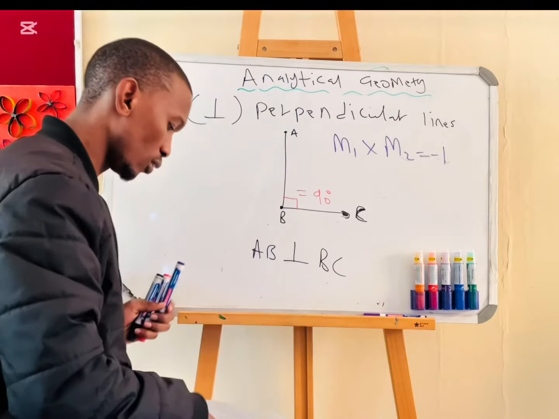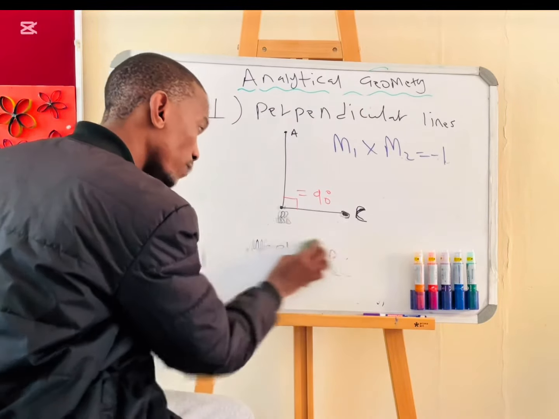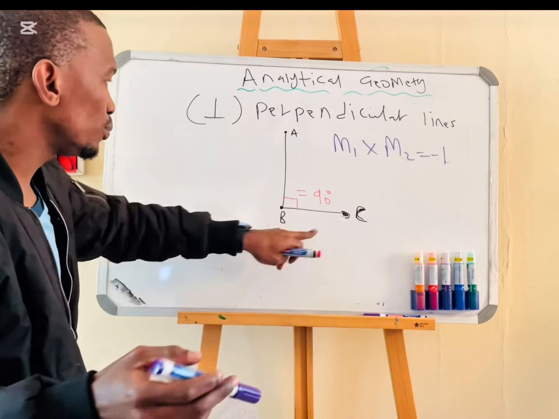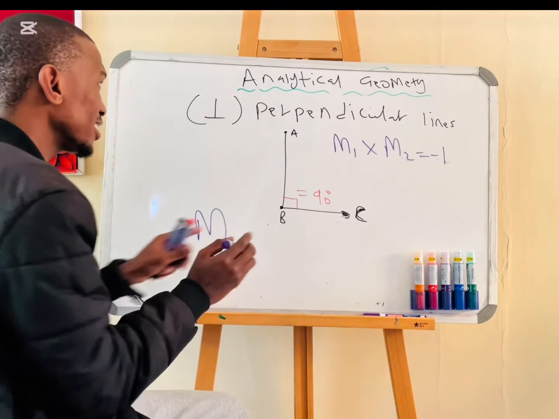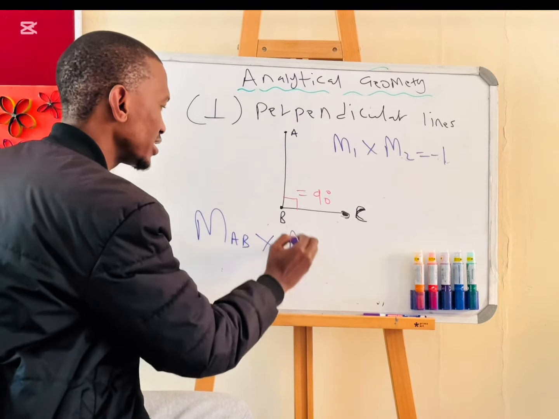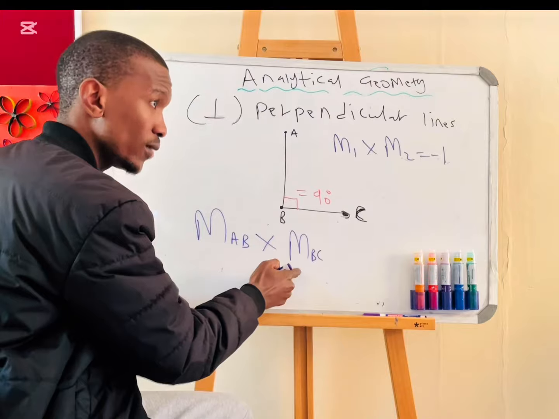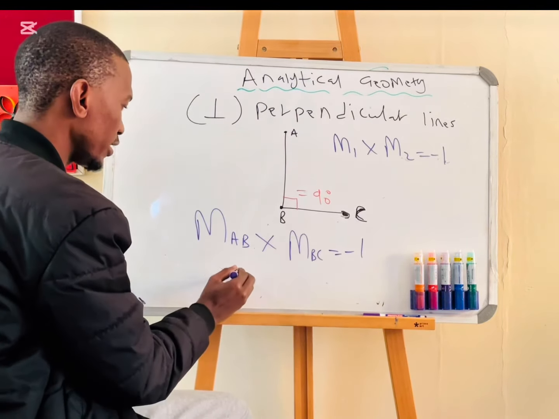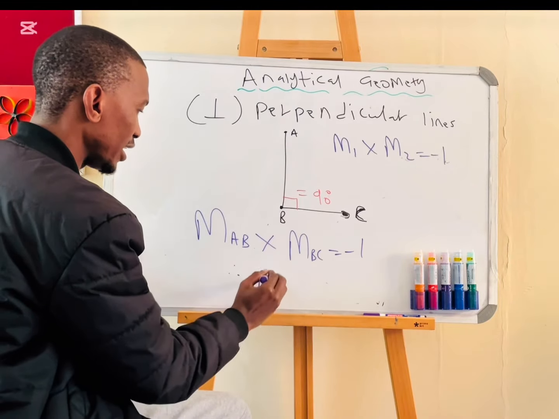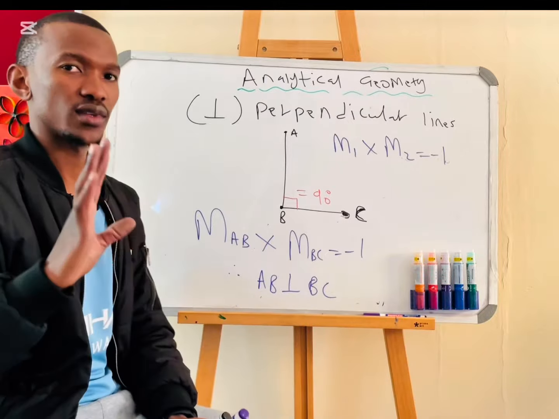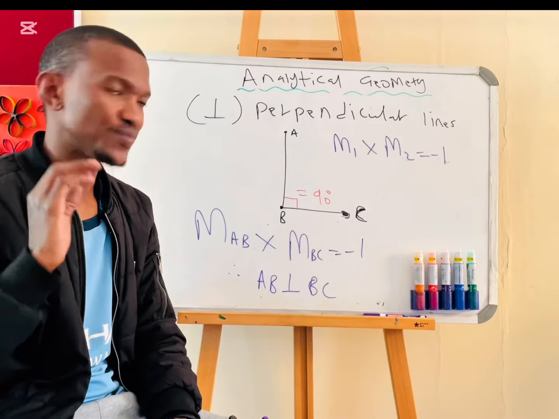Perpendicular. For example, prove or show that AB is perpendicular to BC. You're going to say, firstly calculate the gradient of AB, multiply it by the gradient of BC after calculating it as well. If the two gradients, when you multiply them, give you -1, therefore we're going to say that line AB is perpendicular to line what? BC. Put that in mind, okay?